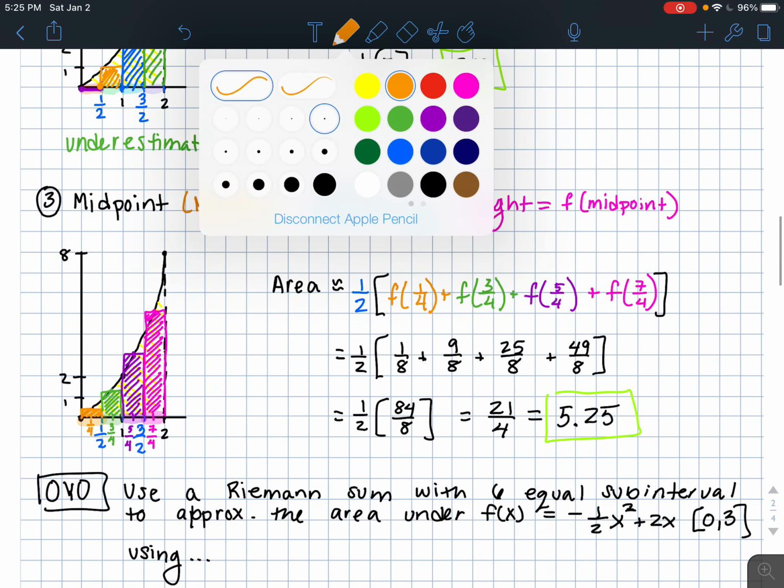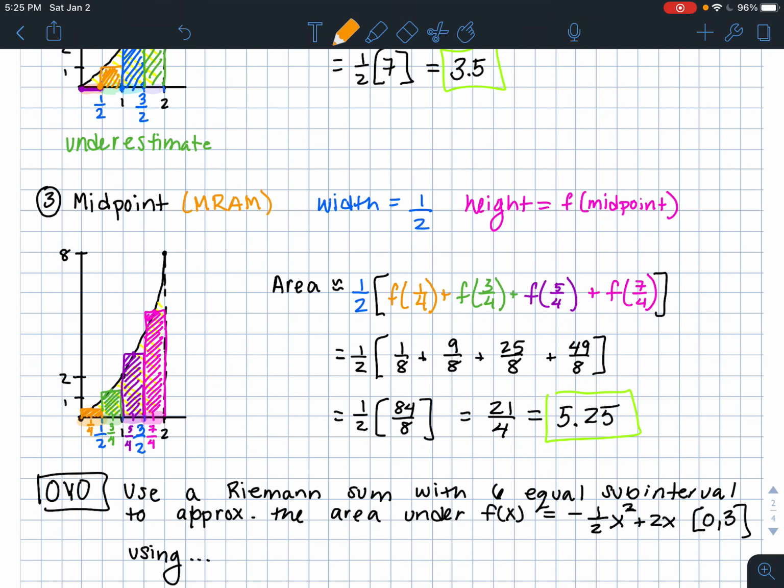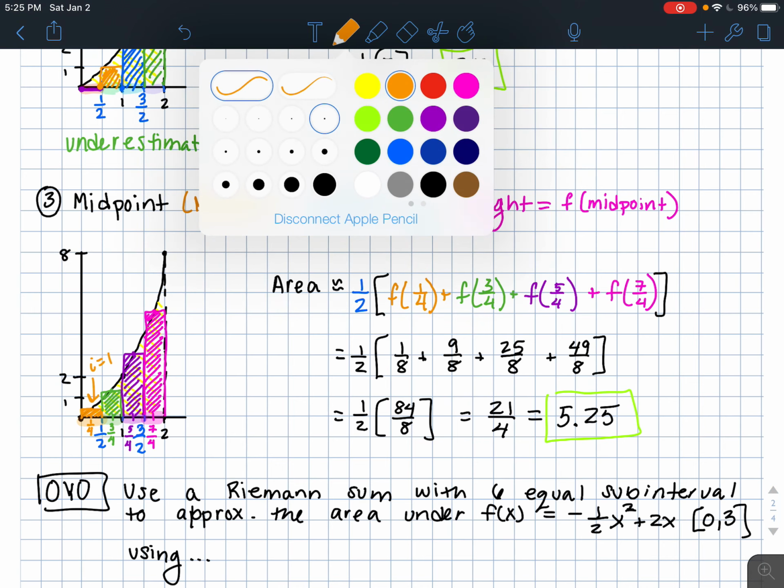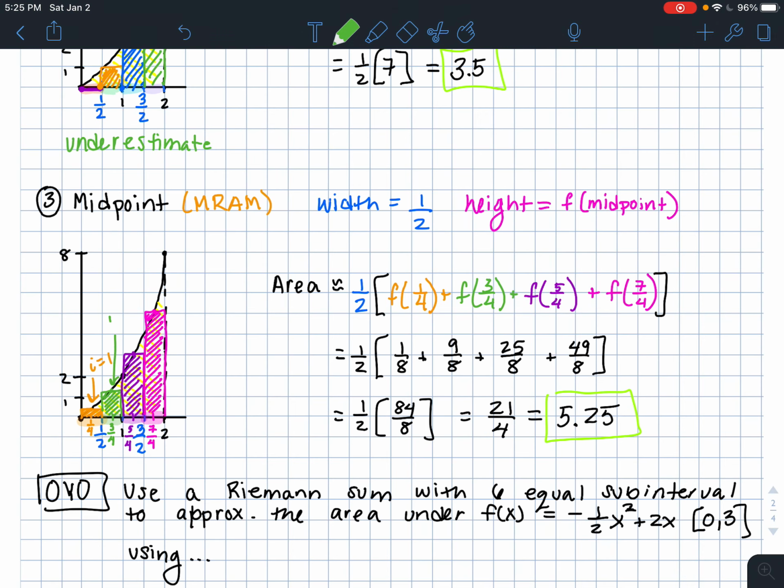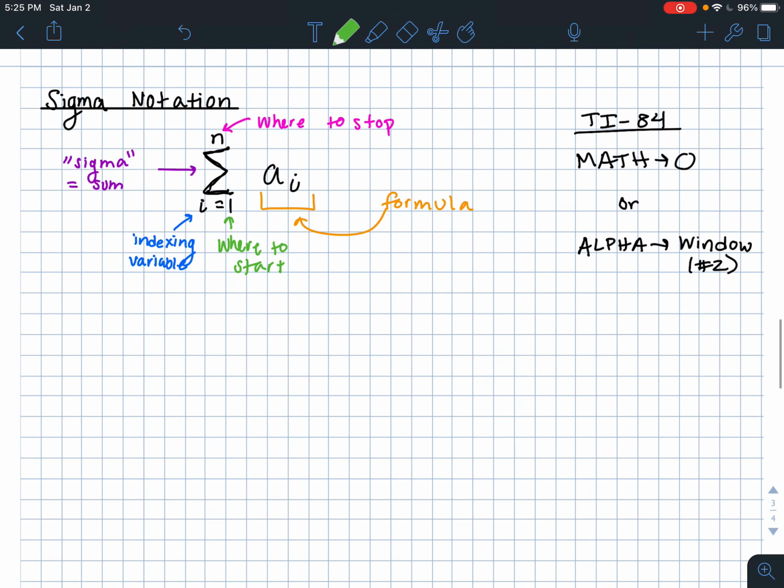So in our previous examples, let's do this one. This orange rectangle here for our midpoint example is when i is 1, because it's the first subinterval. This one would have been i equal to 2 because it's the second, and so on and so forth. So for a Riemann sum, we are using an area formula.